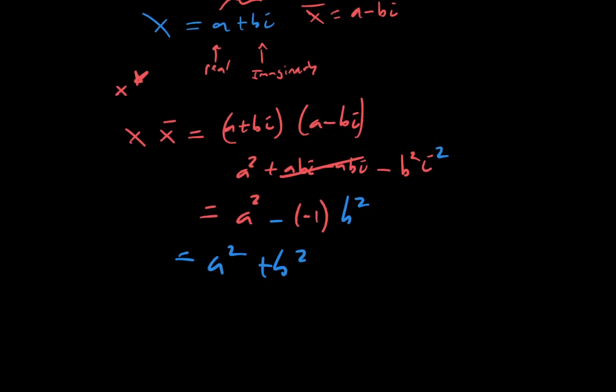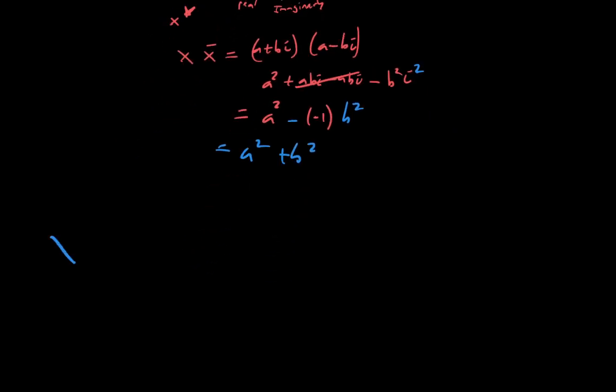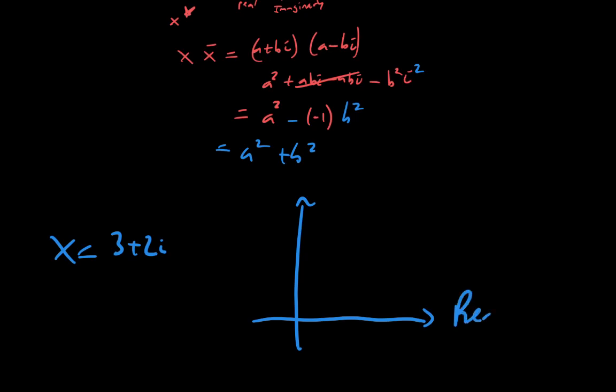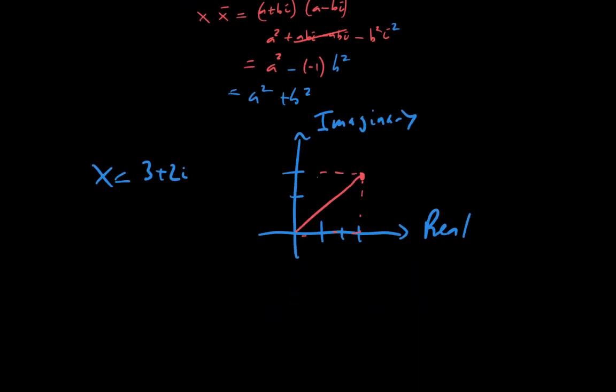We can graph, say, x is equal to 3 plus 2i. We can graph this now. We have the real and imaginary axes, 1, 2, 3, 1, 2. So 3 plus 2i would be 3 on the real and 2 on the imaginary. So it'd be right here. If we were to graph the conjugate, it would be down here.